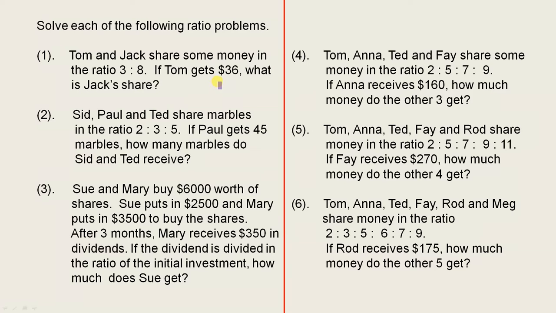Now, let's look at the first one. Solve each of the following ratio problems. Tom and Jack share some money in the ratio 3:8. If Tom gets $36, what is Jack's share? So basically we have a ratio, we have the share of one person, and we can work out the share of the other person.